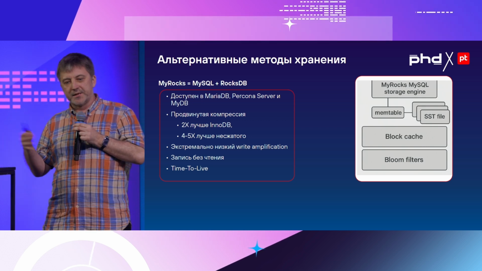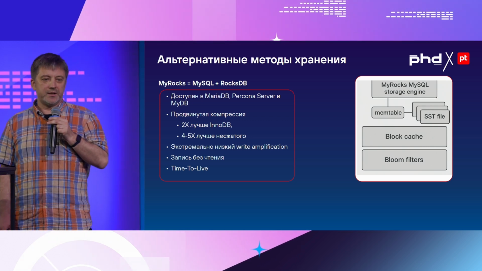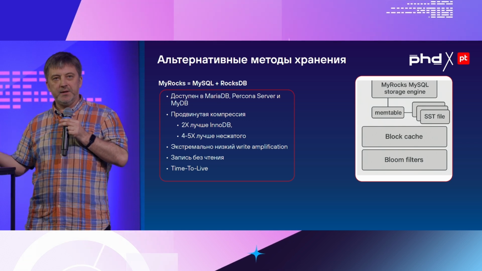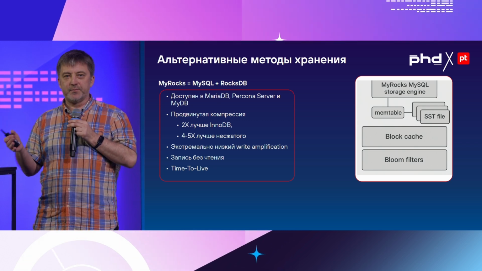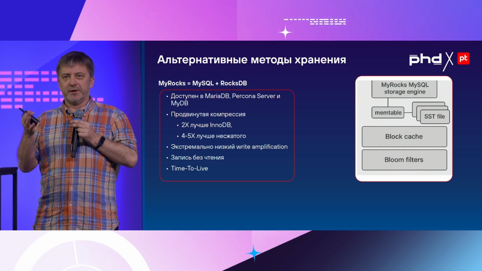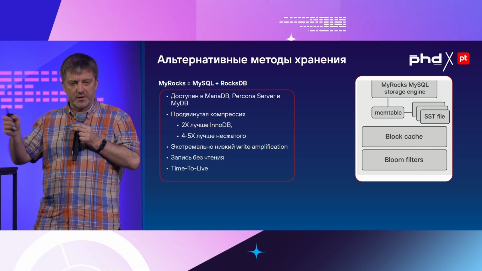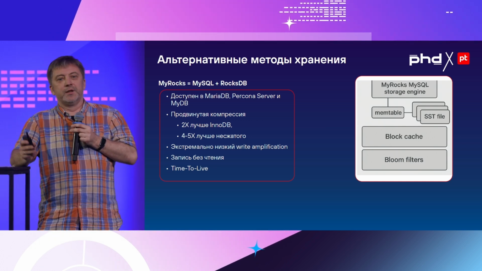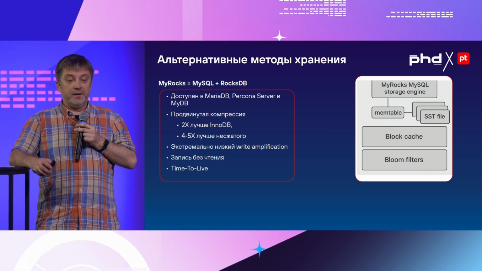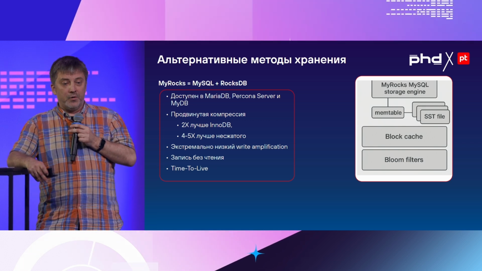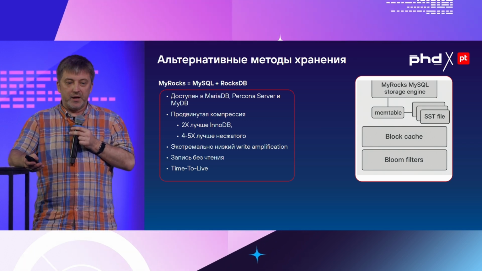So, firstly, we have alternative storage methods. In MySQL, we've had them all the time. But the most interesting of them is MyRocks. MySQL plus RocksDB. That's an engine used in a lot of databases, and all the current internet actually runs on this engine. Cassandra uses it and others. It uses compression much better than InnoDB, and 4 or 5 times better than the original.